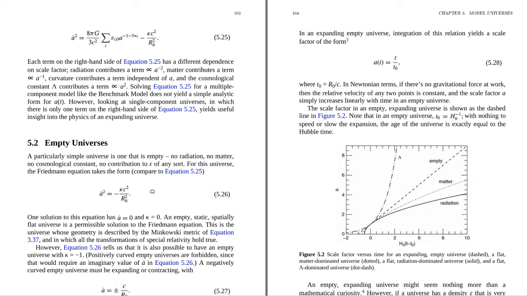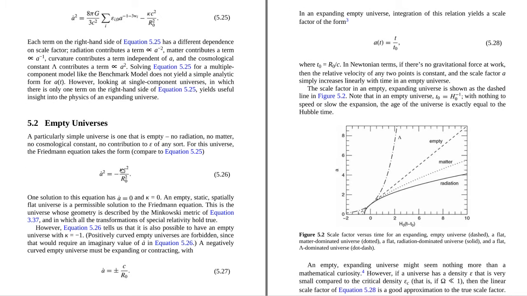Now this equation has a trivial solution. If kappa is equal to 0 for a flat universe, you also get A dot equal to 0, so it's a static universe. So what you have is that your Robertson-Walker metric turns into a Minkowski metric. This is a flat static universe and special relativity works. Yeah, there is nothing very interesting about this universe.